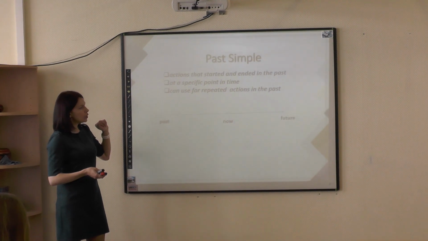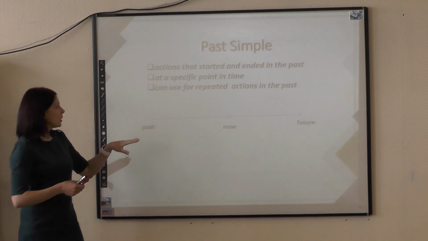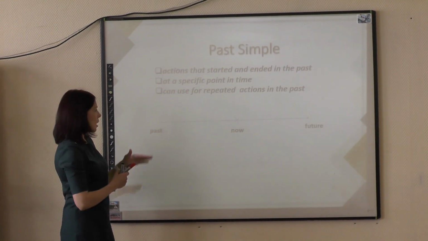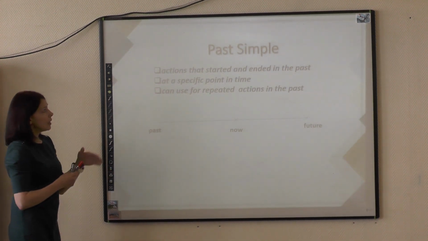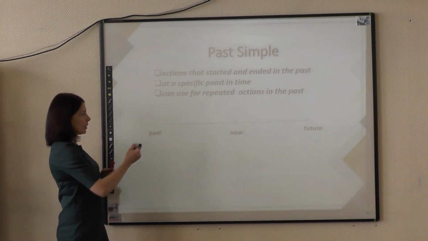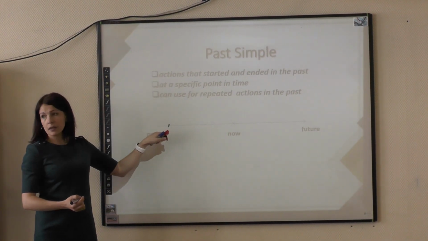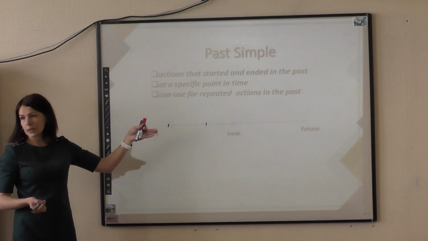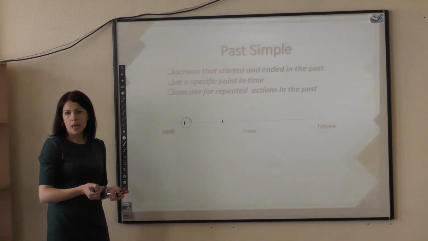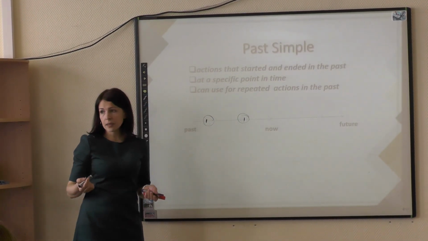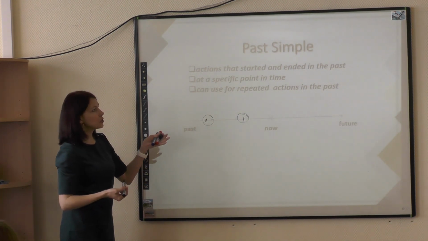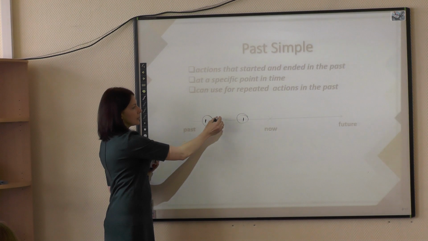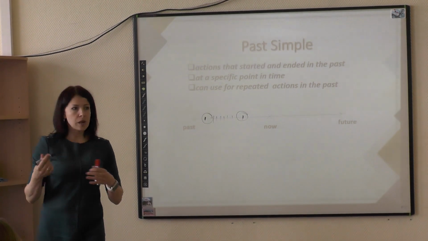So, if you look at this picture, you will see the 3 points. So, past, future, and now. Now means сейчас. What does it mean past? Past simple. So, actions that started and ended in the past. It means that this action started here and then finished there. Yes, and this is the past simple. So, what about a specific point in time? It means that it happened yesterday, it happened maybe in 1990, and so on. And we can use it for repeated actions in the past. That means that you usually did something in the past, did it all the time. From time to time or all the time.